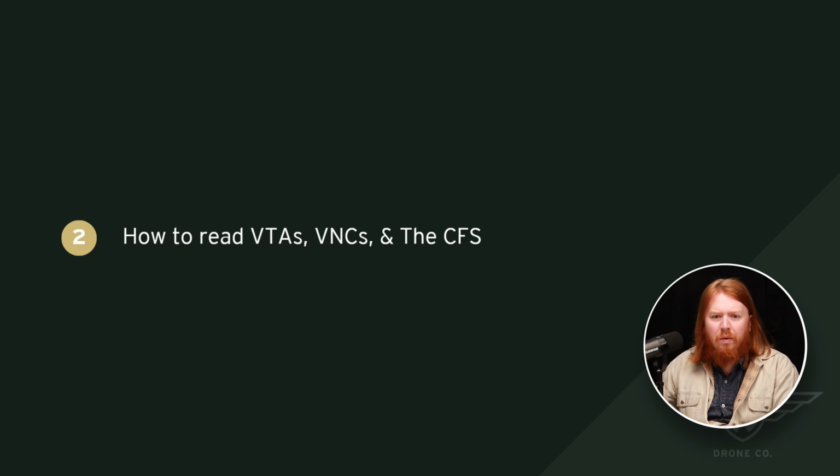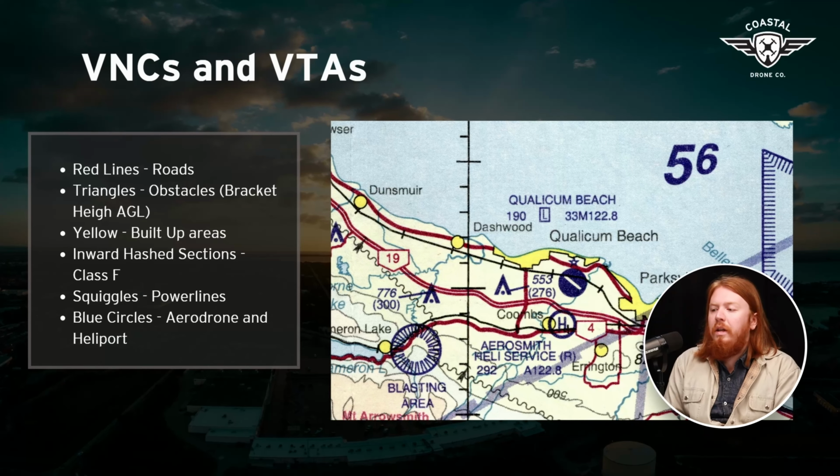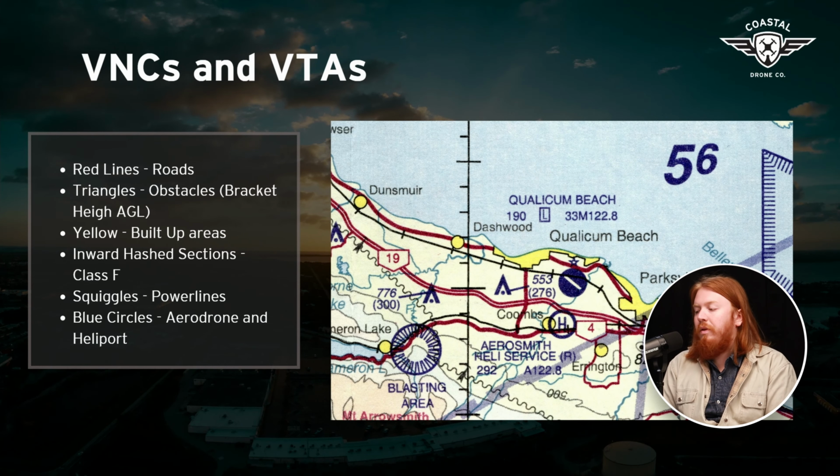We'll open these up in a moment and talk about some specific things you might find. For now, I'm just going to briefly go over some of the most important things you might encounter. For drone pilots, one of the most important things you will be able to read from the map is the class of airspace. On the VTAs and VNCs, you'll see a number of different symbols.